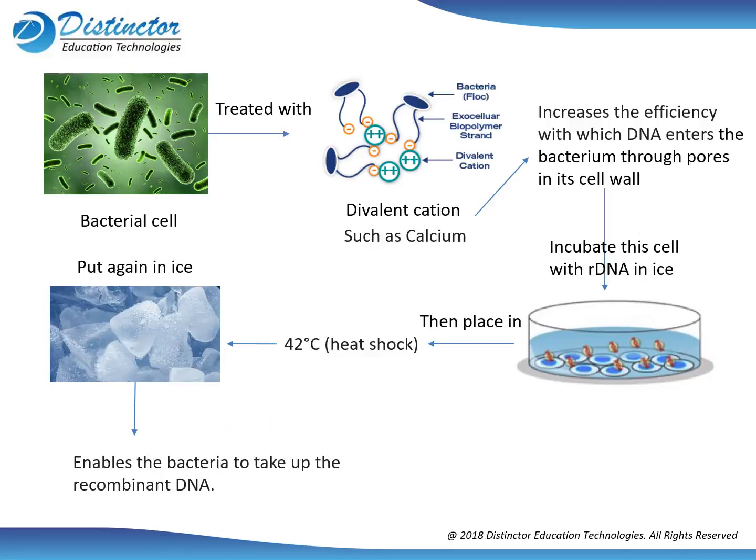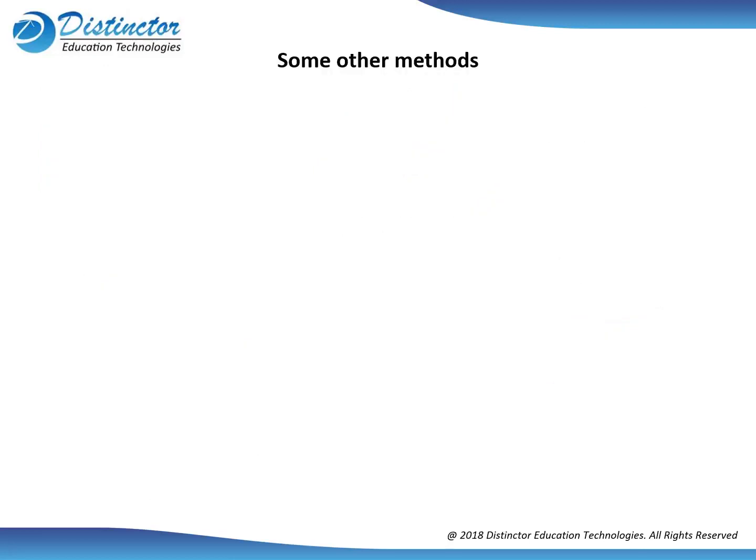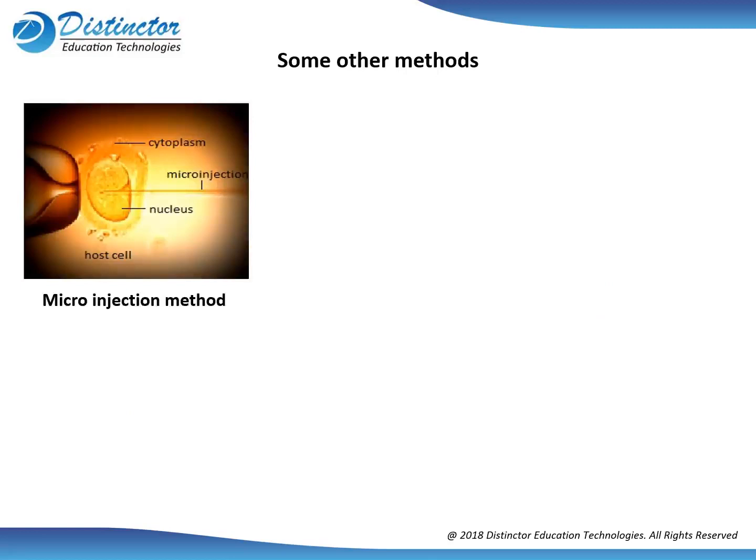So this is one way we can make a cell become a competent host. Some of the other methods we can use to make a cell a competent host: one is the microinjection method.